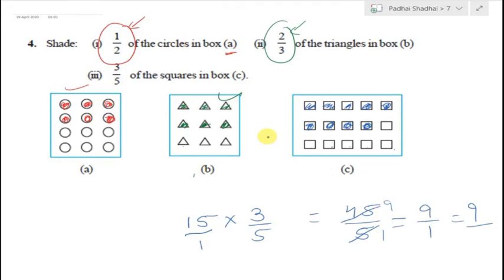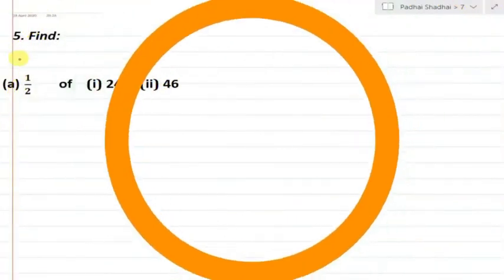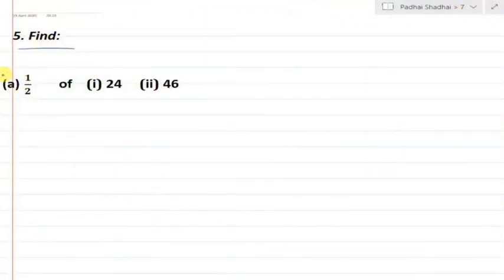Question number 5 beta. Keep writing in your notebook, don't make it rough work. Try to learn as much as you can, and if it's not possible then see the video 2 or 3 times. Let us start with question 5 here. Here we have to find out 1 by 2 of 24 and 1 by 2 of 46 both beta. So first we will have to multiply 1 by 2 by 24.